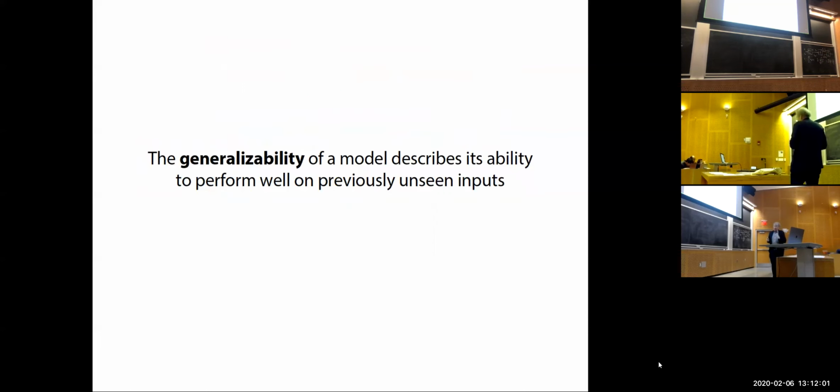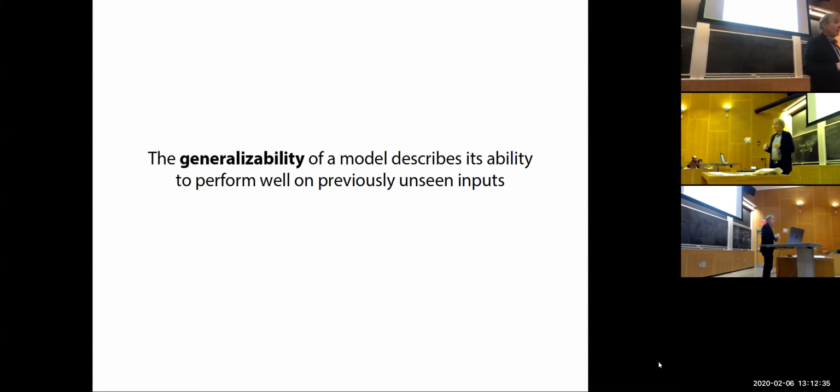Now, the generalizability of a model describes how well it works on previously unseen inputs. And we're going to be exploring generalizability a little bit later on. It's a very important concept. And furthermore, last time we touched upon this idea of both in-distribution examples and out-of-distribution examples. An in-distribution example is drawn from the same distribution as the training set, whereas an out-of-distribution example is drawn from a distribution that the model has never seen before during training.